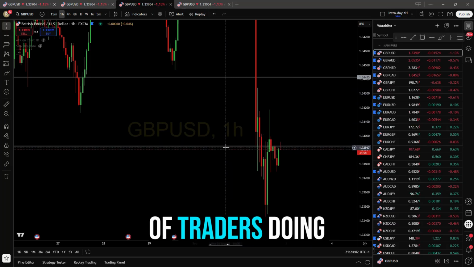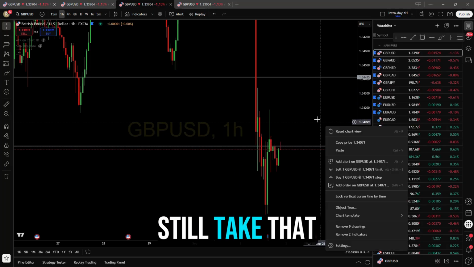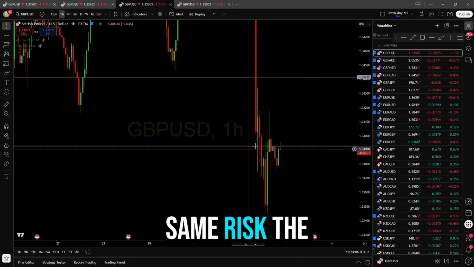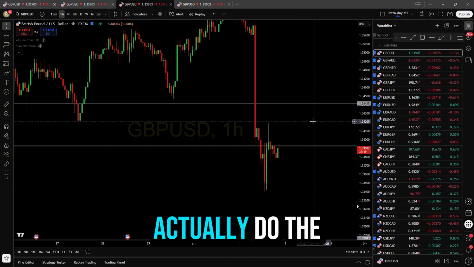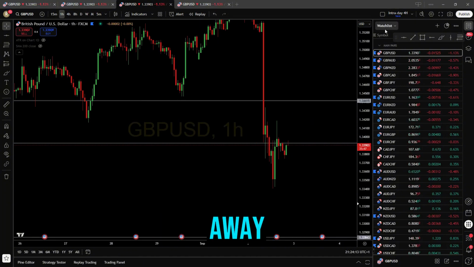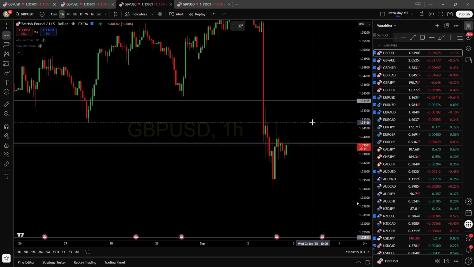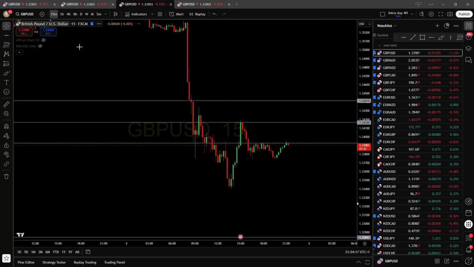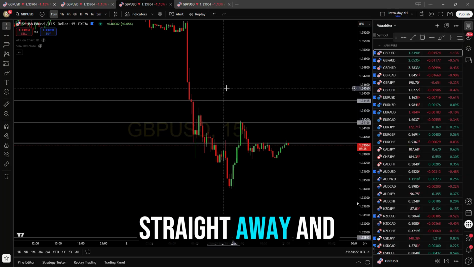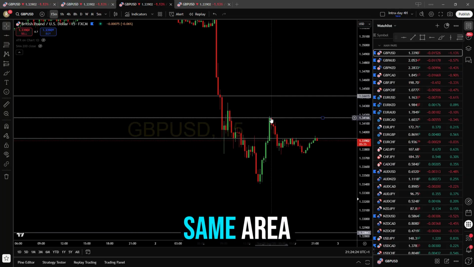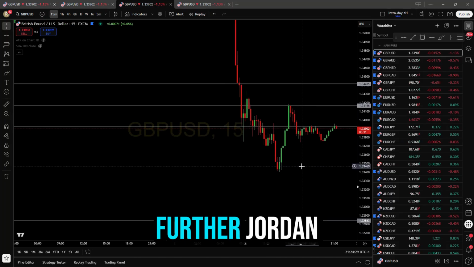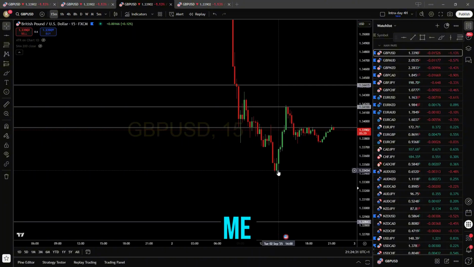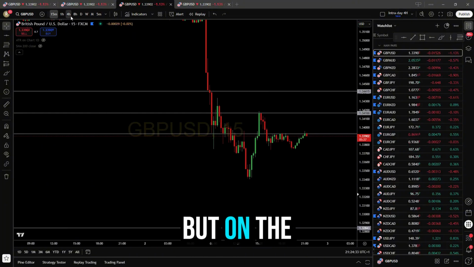What I see a lot of traders doing is they'll just still take that setup with the same risk, the same stop loss, and then when the market does actually do the move, because it did the move straight away, it just did a little bit more drawdown. See, it did the move straight away, and then even came back to the same area of potential struggle later on after a further drawdown, which was an aggressive entry for me, using the same 4-hour strategy but on the 15-minute.